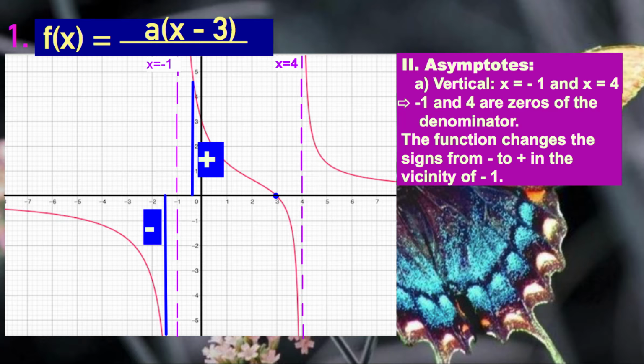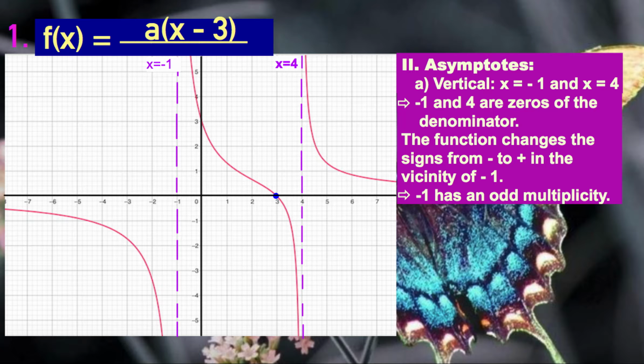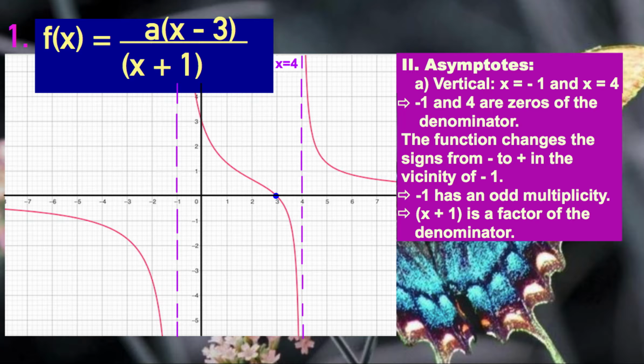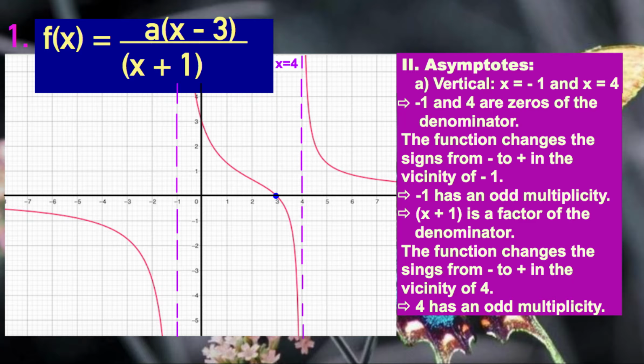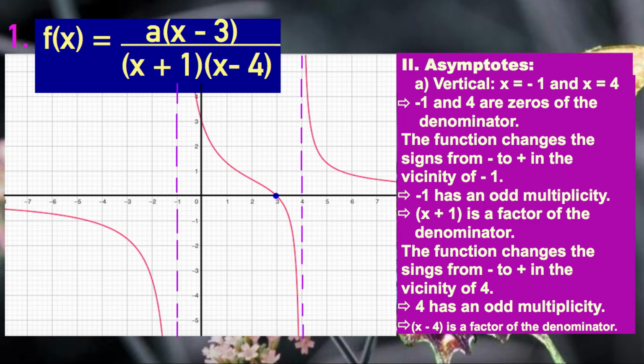The function changes the signs from negative to positive in the vicinity of negative 1. Thus, negative 1 has an odd multiplicity. x plus 1 is a factor of the denominator. The function changes signs from negative to positive in the vicinity of 4. Thus, 4 has an odd multiplicity. Thus, x minus 4 is a factor of the denominator.